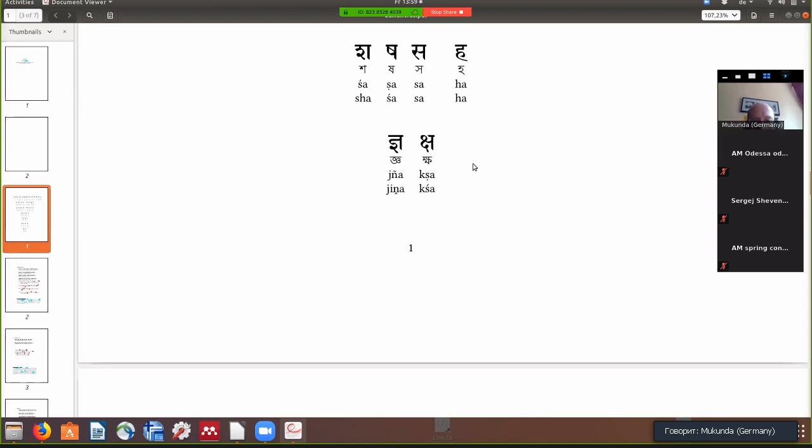We have another 2 conjunct consonants, which sometimes are counted as letters in their own right.